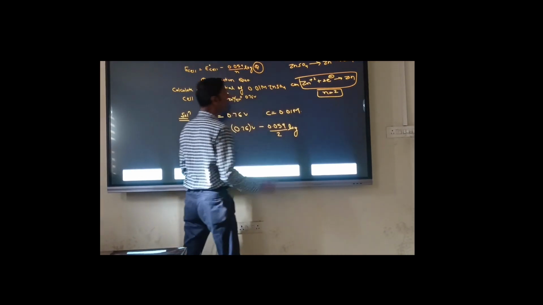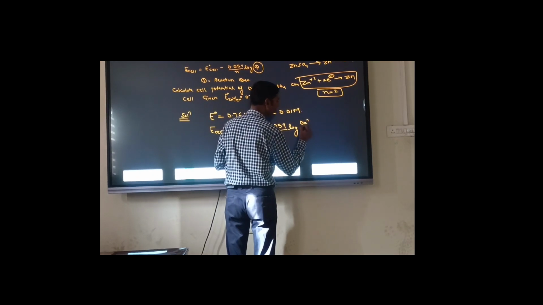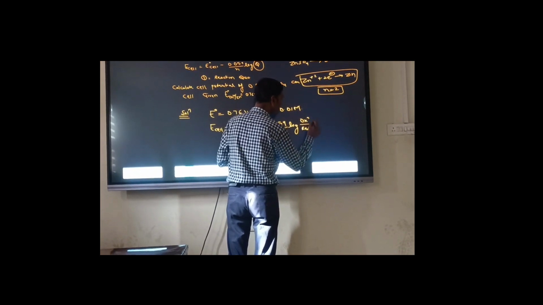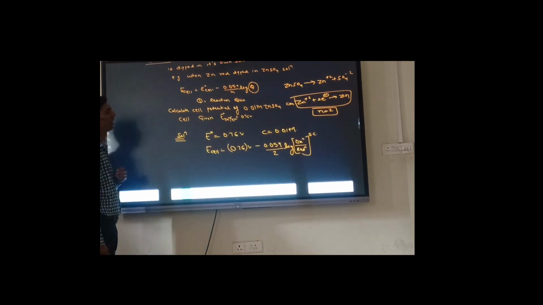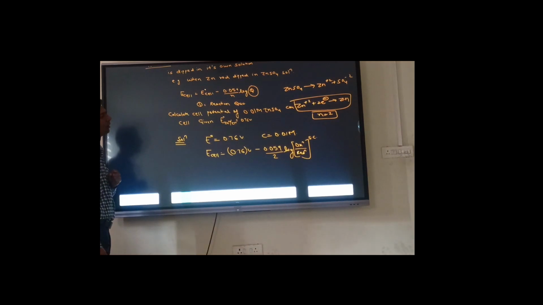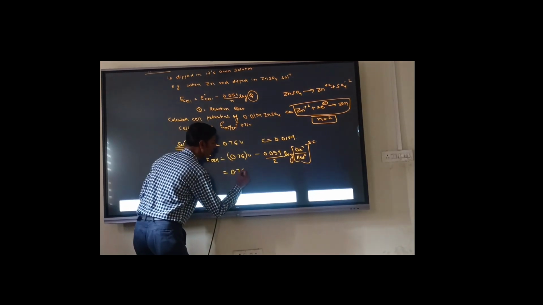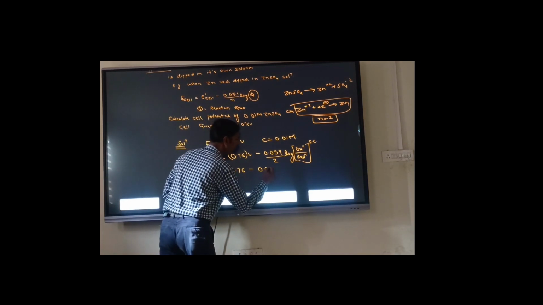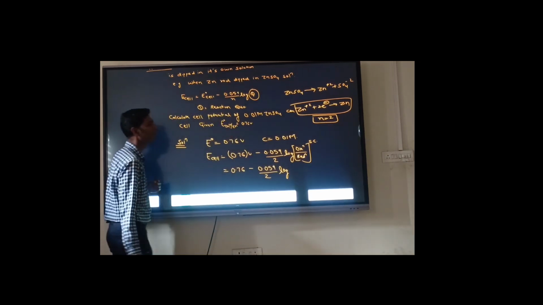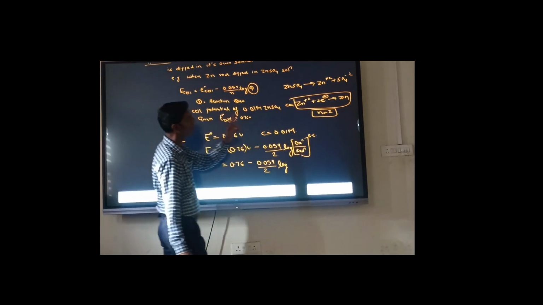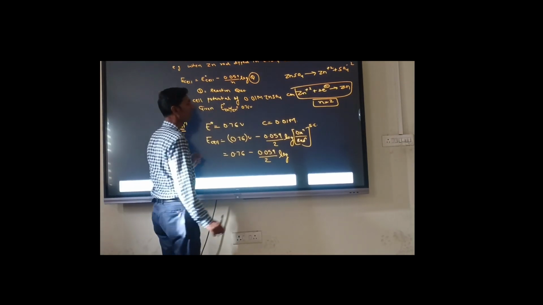Log Q. What is this Q? Q is the reaction quotient, which is the oxidation half upon the reduction half, raised to the power of the stoichiometric coefficient. Now, which is going to reduce in this equation? Zn plus 2. And what is the concentration of that solution? It is given as 0.01.